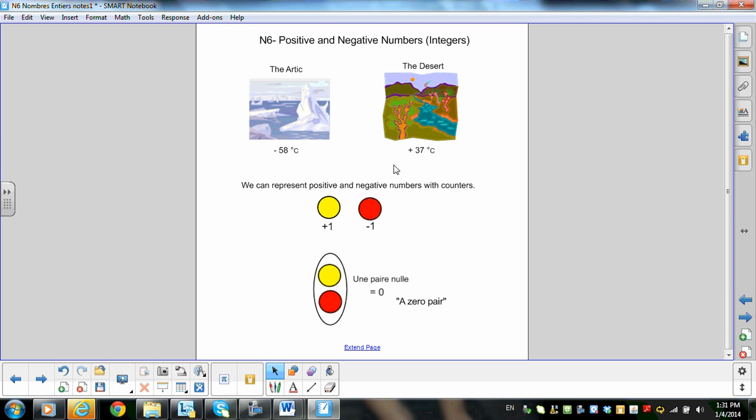So what we talked about in the introduction in the warm-up was our counters. So we can represent positive and negative numbers with counters. So we're still using the yellow counter as a positive one and the red counter as a negative one. And right here, this is called a zero pair. So you have one positive and one negative. That makes a zero pair.